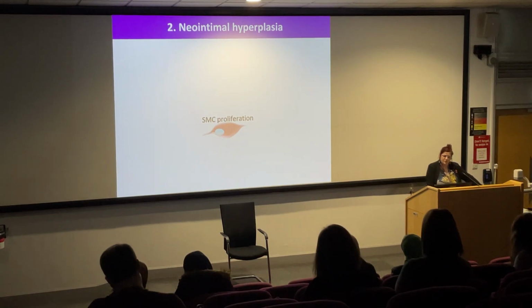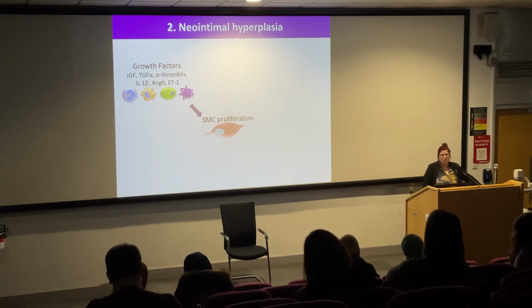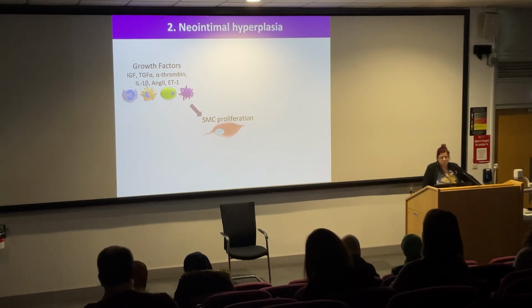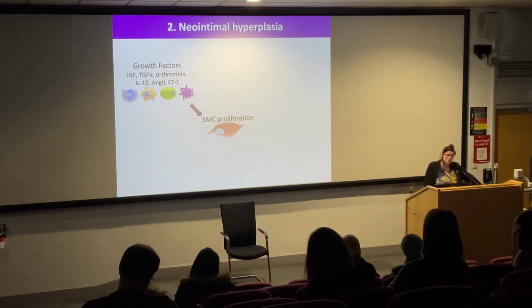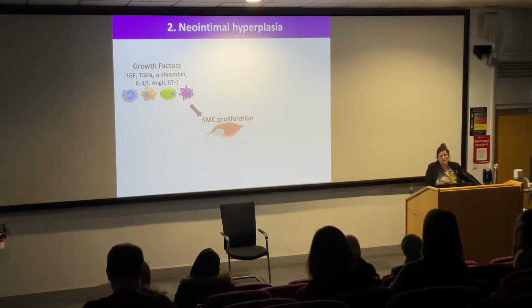So if we look at smooth muscle cell proliferation, the things that can cause it, we've got different growth factors which can cause that phenotypic switch. Examples here are IGF, which is insulin-like growth factor, transforming growth factor alpha, alpha-thrombin, interleukin-1 beta, which is an inflammatory cytokine, angiotensin-2, and endothelin-1, and they work to increase your blood pressure.